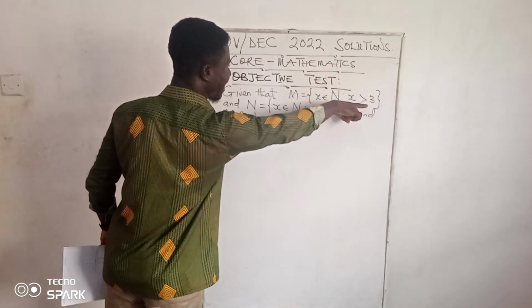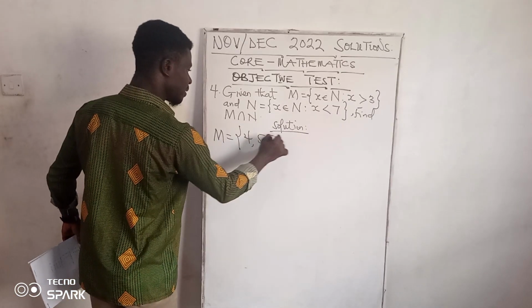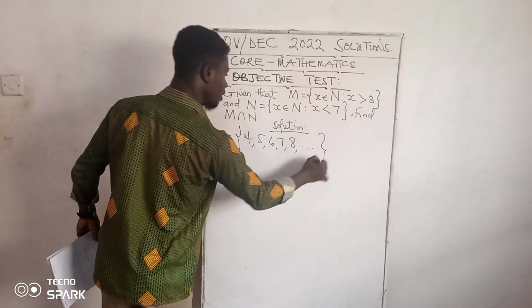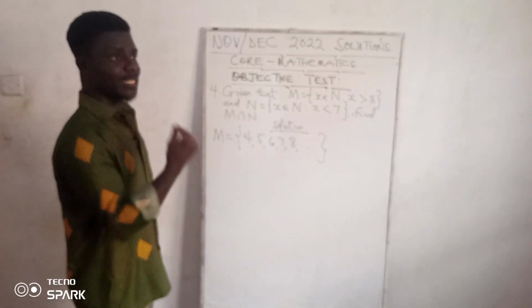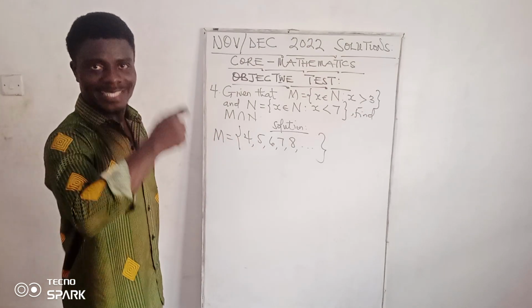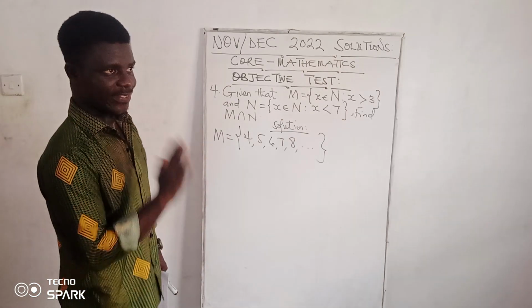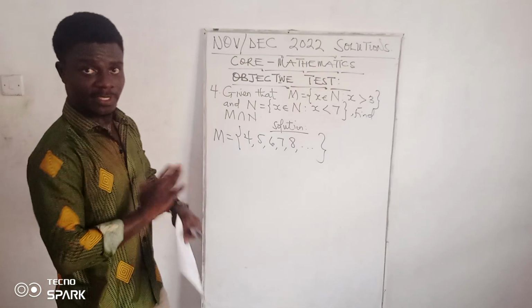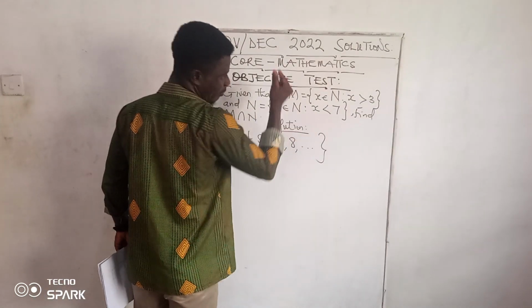Now since they are saying that X is greater than 3, the elements greater than 3 start from 4, moving to 5, 6, 7, 8, then they proceed to infinity, right? Then when you come to set N, since I said let's stick to positive natural numbers here, we don't move to our negative area. 0 is neither positive nor negative, so kindly take note of that.